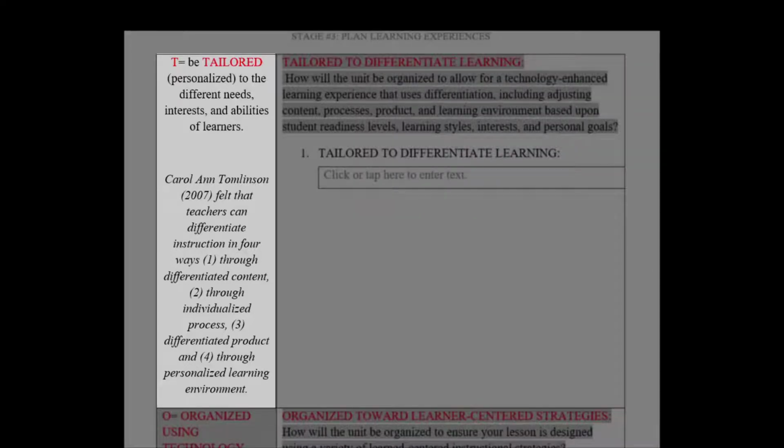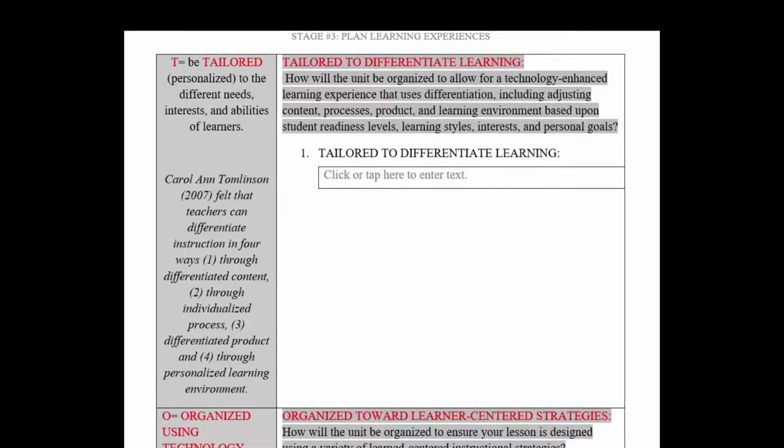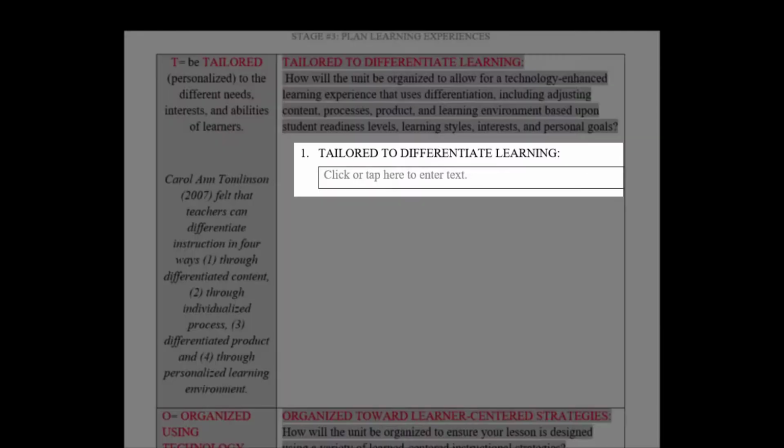The T in Where To is for tailored, specifically to differentiate learning. Not all students are the same, and the learning needs to be tailored to the varying needs, abilities, and curiosities of learners. This can include adjusting content and processes or changing learning environments to suit personal goals or learning styles. Once you identified how you will tailor to differentiate learning using technology, enter it here.